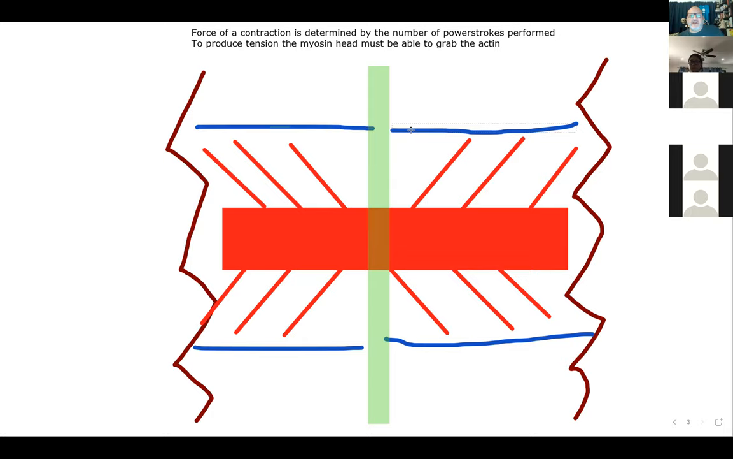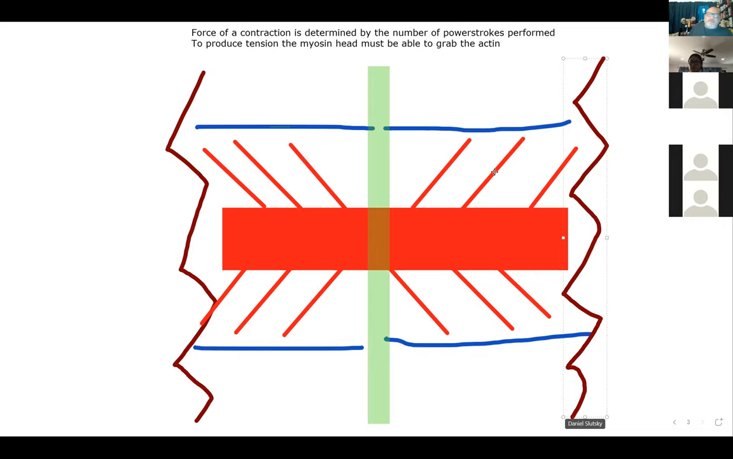Notice here, all the myosin heads are overlapping with actin, so they're all able to grab onto binding sites. But if your actin is starting to bump up against the other actin, if your actin is starting to interfere with the myomesin, are you necessarily going to be able to perform an effective power stroke? No, they're too constricted.